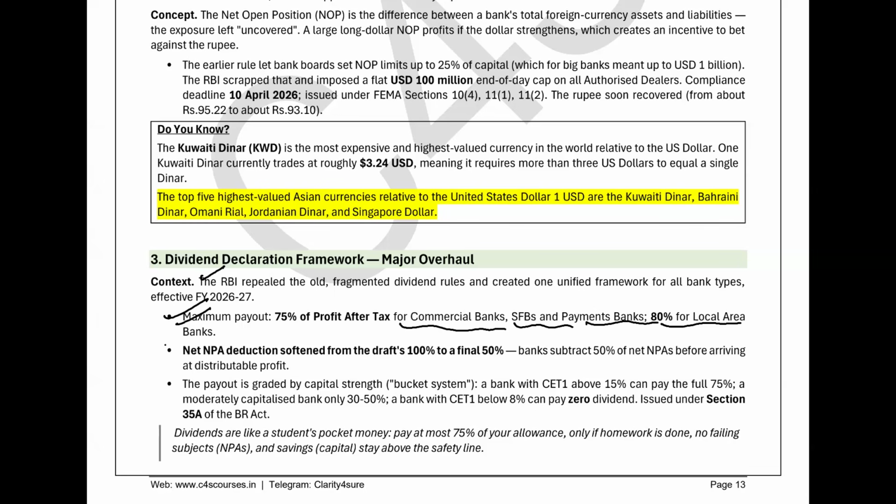Net NPA deduction softened from the draft 100% to a final 50%. कहाँ से? 100% to a final 50%. Bank subtracts 50% of net NPA before arriving at distributable profit. Right? Is it clear? 100% to what? 50%. You should understand.